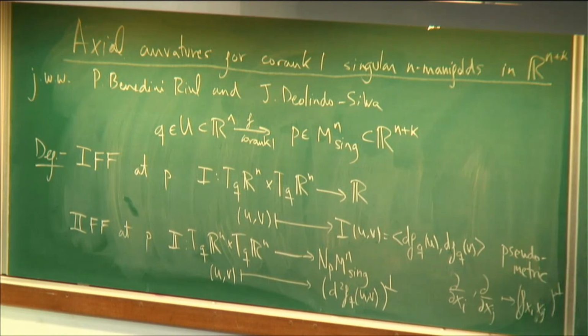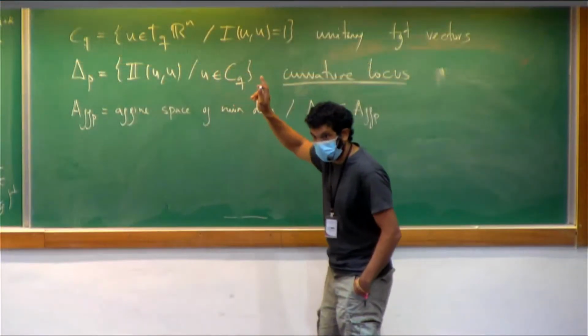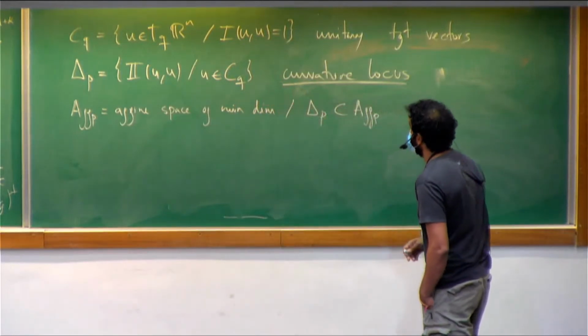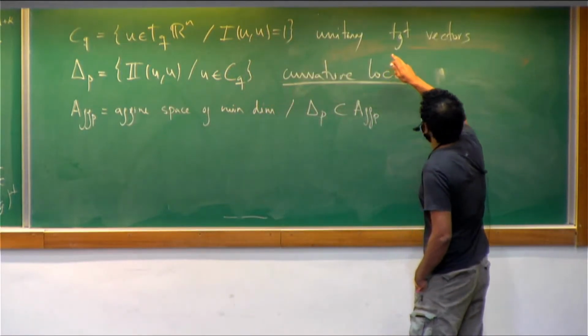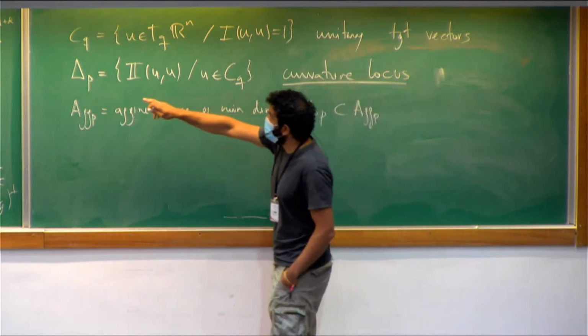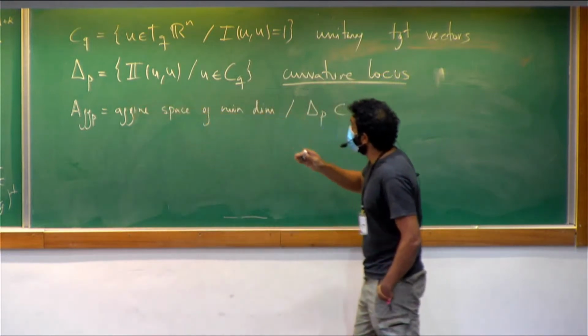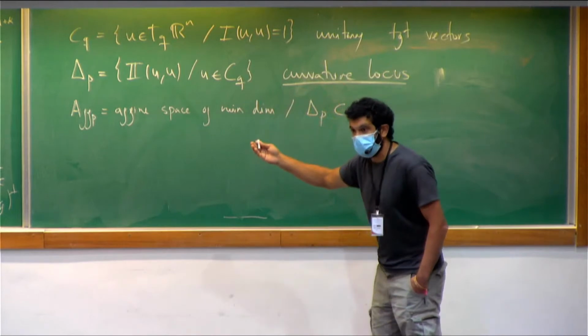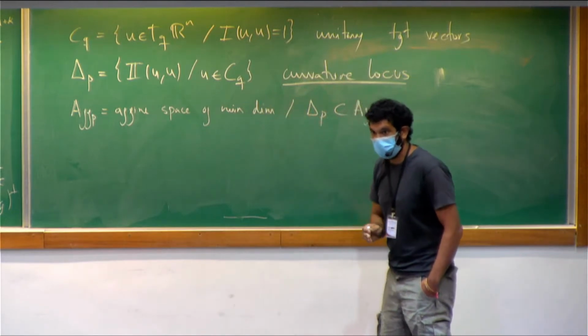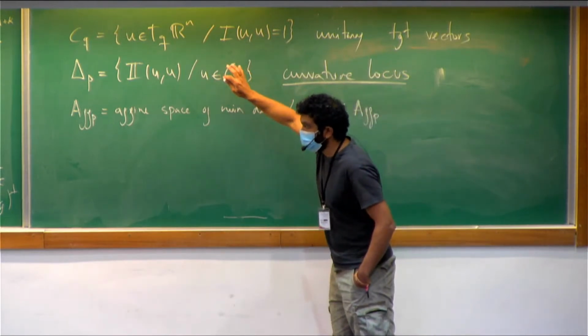Okay, so the unitary tangent vectors, since we have a pseudometric, this is not a sphere. Okay, this has a different shape because we have a pseudometric. I will show you what shape it can take. And we define by delta p the image of the unitary tangent vectors by the second fundamental form. Okay, so this lives in the normal space of the singular manifold.